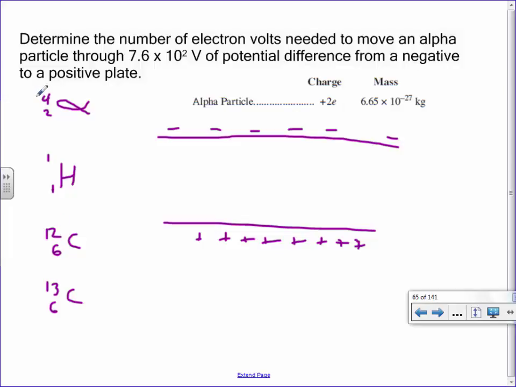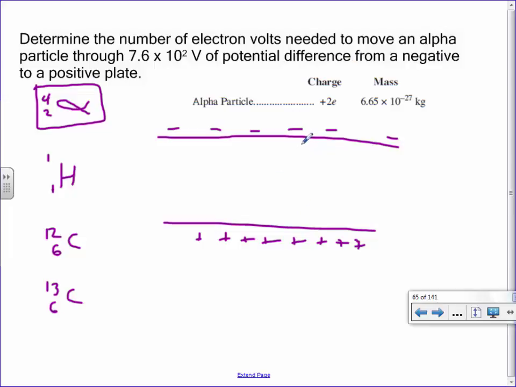So an alpha particle is basically a helium nucleus. It has 2 protons and 2 neutrons for a total mass of 4. And it's often given this charge of 2e. But it's positive 2e. Basically, it's got positive, because it's got 2 protons, right? 2 elementary charges there. So, okay, if I can put it in my picture here, we're going to move the alpha particle from the negative to the positive plate.